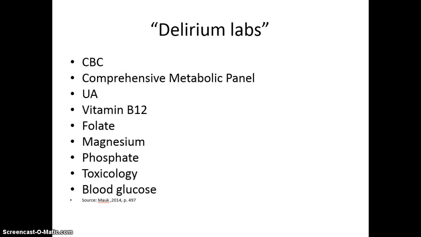What MOC calls delirium labs are listed here. You want to run all of these, including the folate, magnesium, phosphate, and do a toxicology. Are they taking too many of a medication and they're toxic to it, or their digoxin? Are they toxic to that? And then check a blood glucose. Your vitamin B12, your pernicious anemia, we think of that also can cause some changes in mentation.